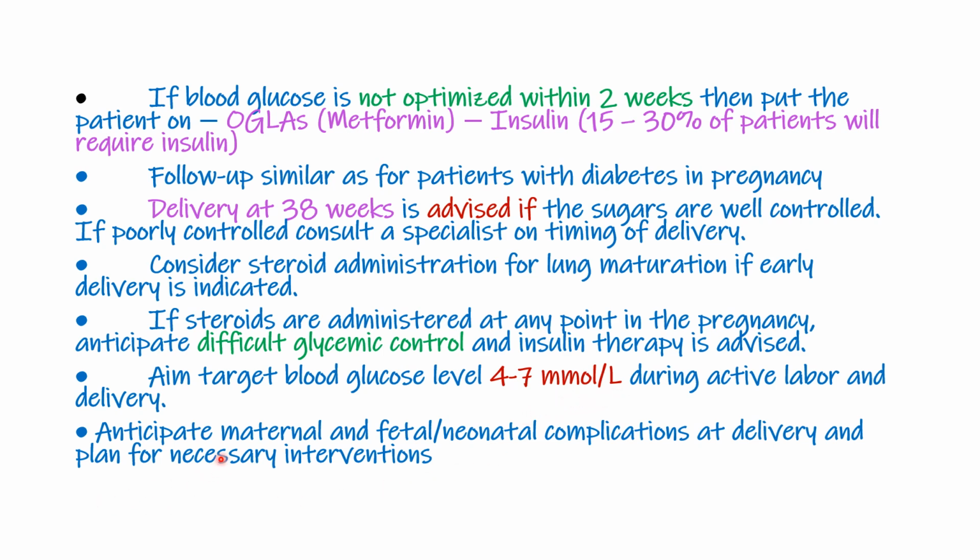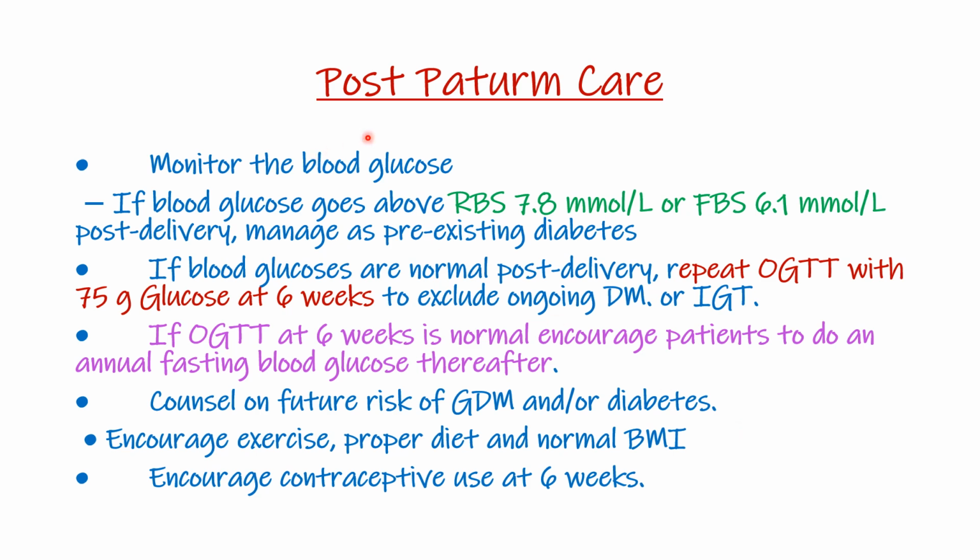And in addition to that, you anticipate maternal and fetal neonatal complications at delivery, and plan for necessary intervention. So postpartum care, after you have delivered the baby: you monitor the glucose. If blood glucose goes above 7.8, or fasting glucose above 6.1 millimoles post delivery, then you manage as pre-existing diabetes. However, if blood glucose is normal post delivery, then you repeat the GTT with 75 grams of glucose at 6 weeks, to exclude DM or impaired glucose tolerance. If it's normal, then you encourage the patient to do a non-fasting glucose thereafter.